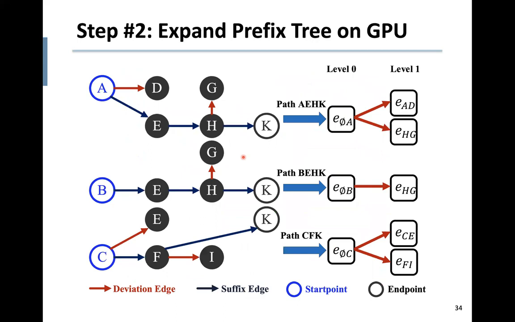Once we have a shortest path tree or the suffix tree on GPU, the next step, which is the most important part in the algorithm, is to perform path expansion to identify the top K critical paths. In CPU, this is done by maintaining a priority queue over deviated edges, and we can maintain a sorted list of path candidates and pop one path to expand one after another until we find the top K critical paths.